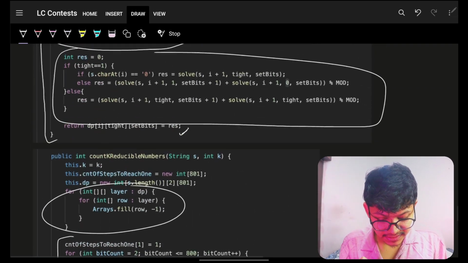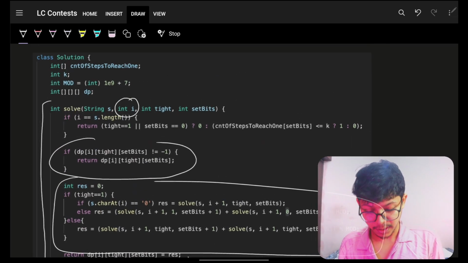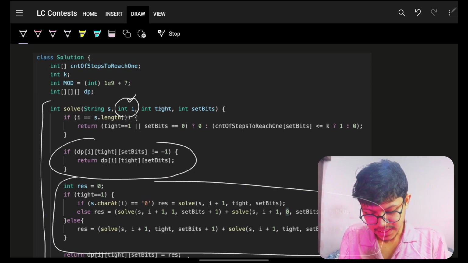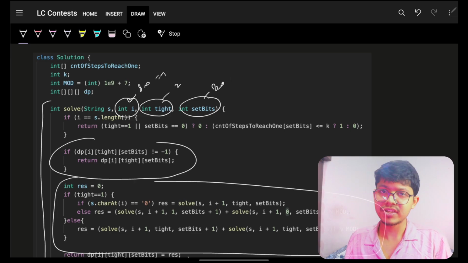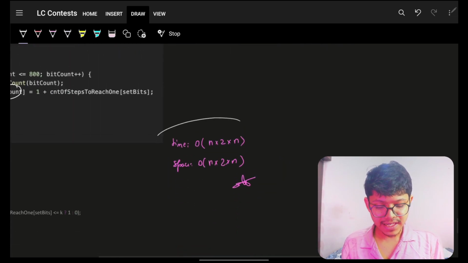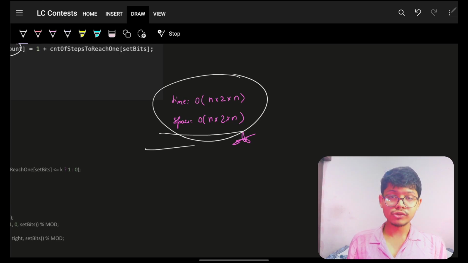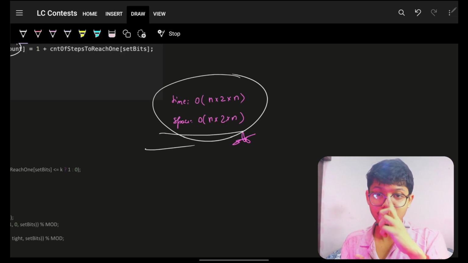And thus, as you can see, I'm trying all the possibilities of i, tight, and set bits. i is 800, which is n. Tight is 2, and my set bits is also 800, which is n. So the time complexity will be O of n square into 2. Space also will be O of n square into 2. And that's your corresponding answer.